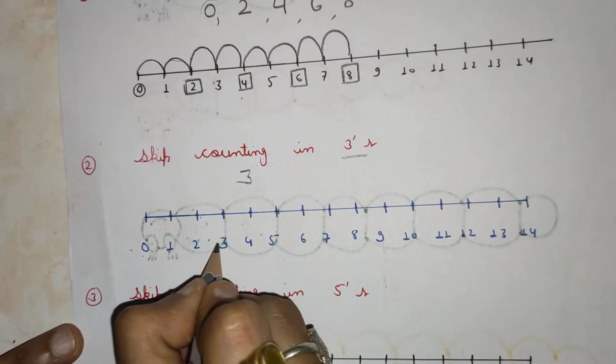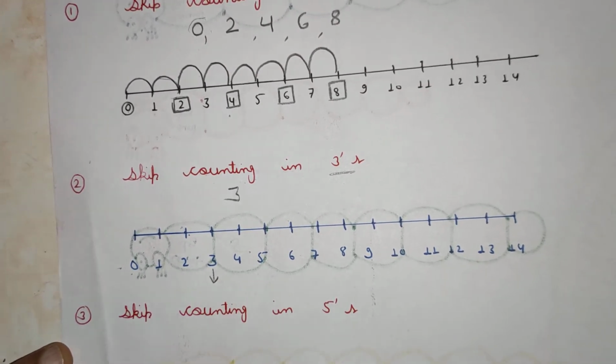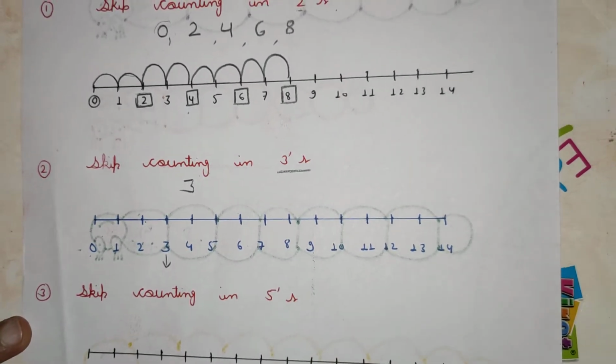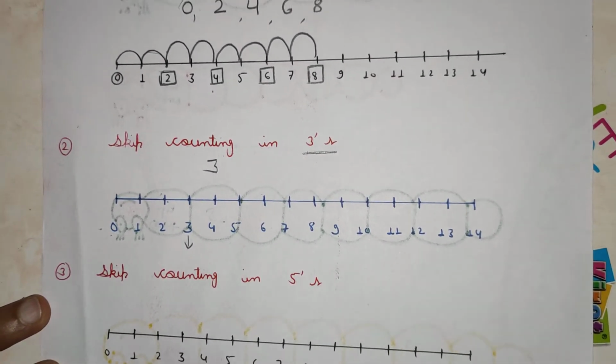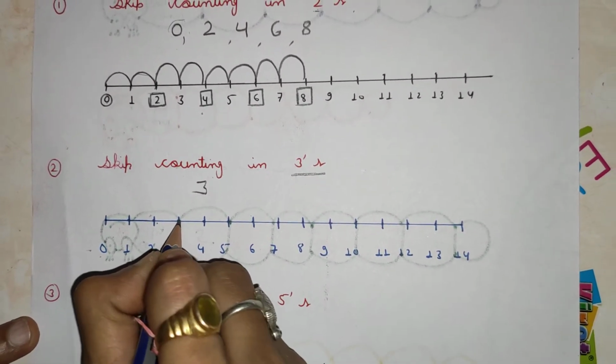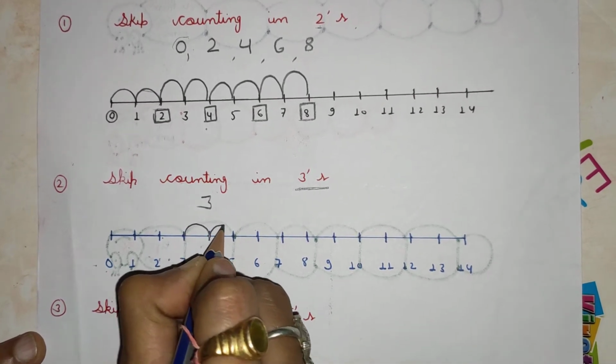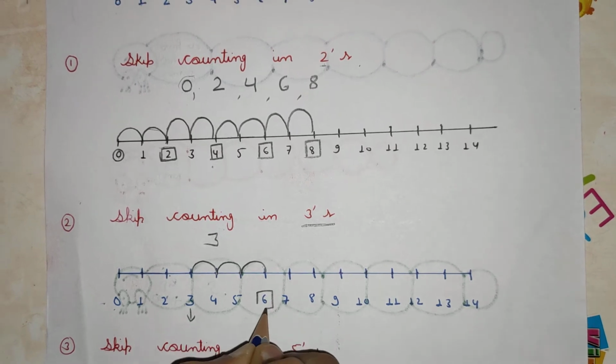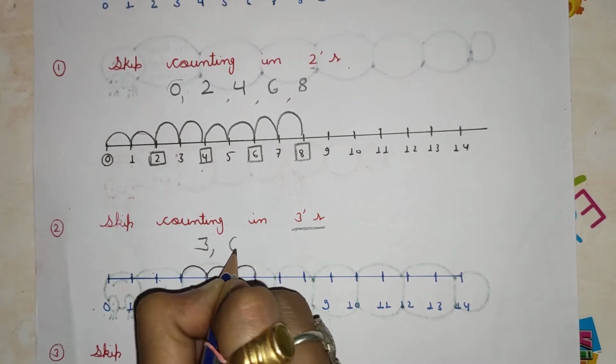So you just place your pointer over here. This is 3. Now you have to use skip counting in 3s. So you have to leave how many terms? 3 terms. So we are starting from here. This is first, this is second and this is third. So where are we reaching? That is 6.